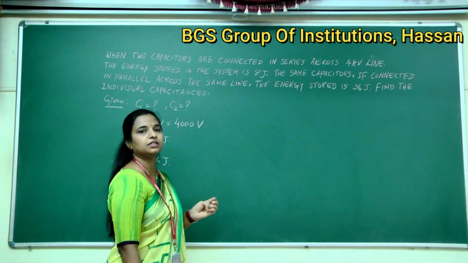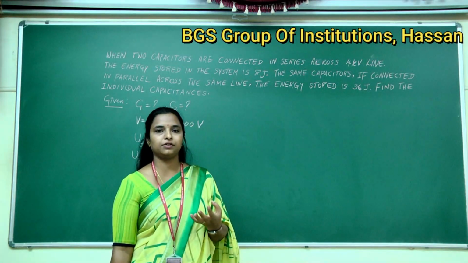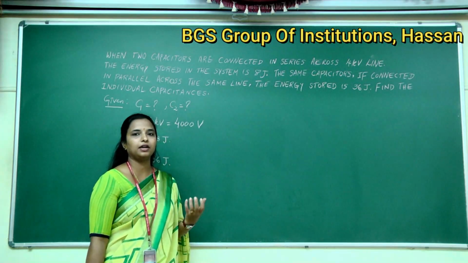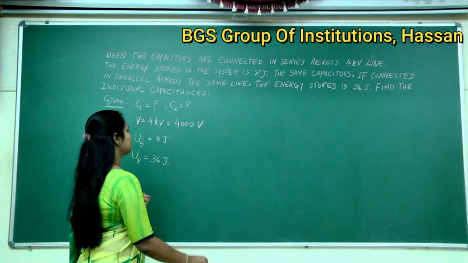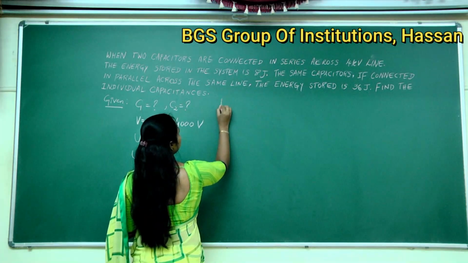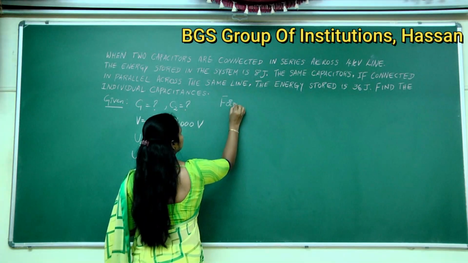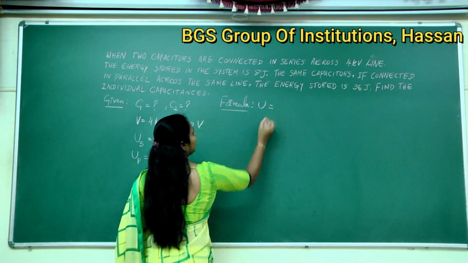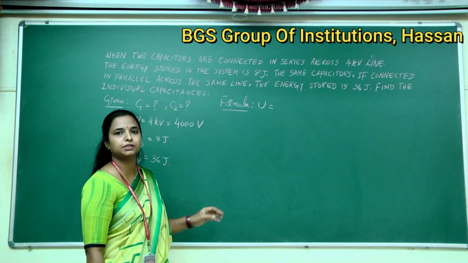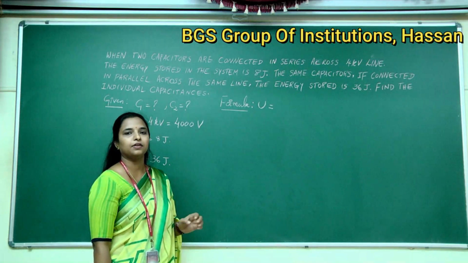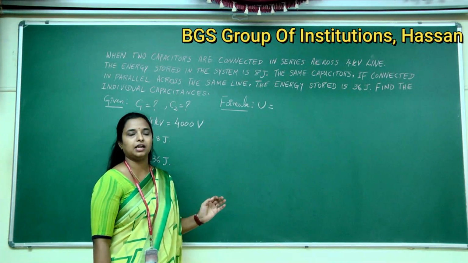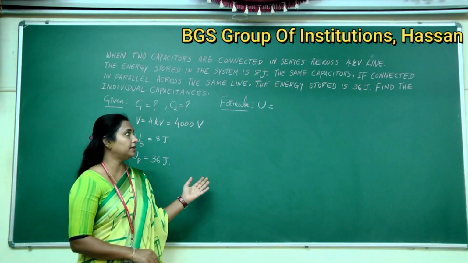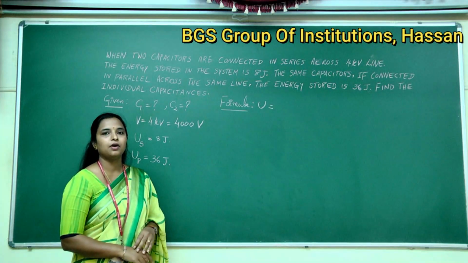For this, first we have to know the expression for energy stored in the capacitor, which we have already derived in the previous class. And what is the formula? Energy. And in which form this energy will be stored? That is in the form of potential energy, electrostatic potential energy. This may be asked in the final exam for 1 mark.